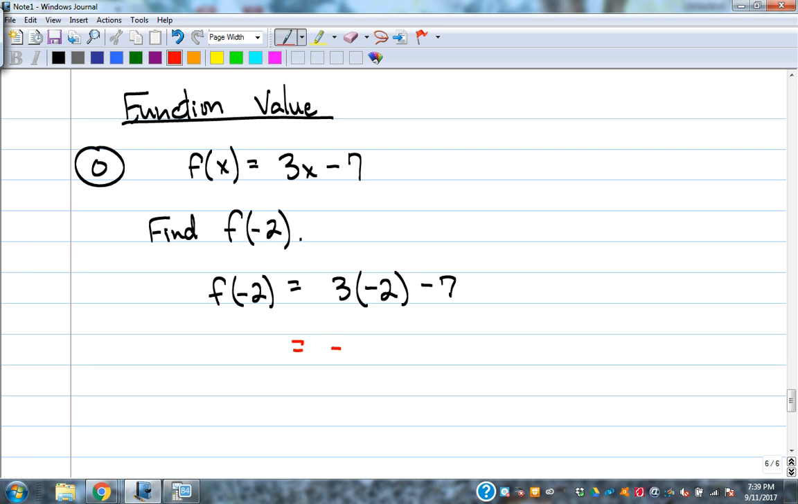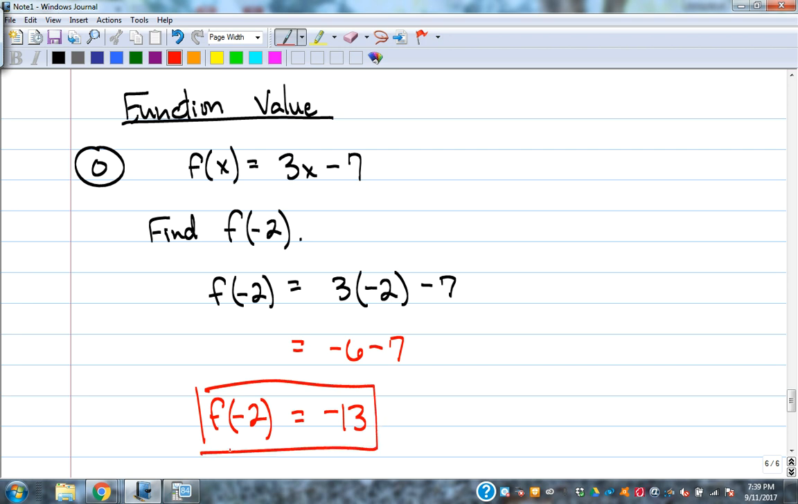3 times -2 is -6, minus 7, -13. So f of -2 is equal to -13. The most common mistake that I see, from pre-algebra up through statistics, if you're talking about function notation, is people want to divide by -2 at the end and get f by itself. That's not what you're doing. You're trying to just work out one side. When you're doing function value, you only work out one side of the problem.